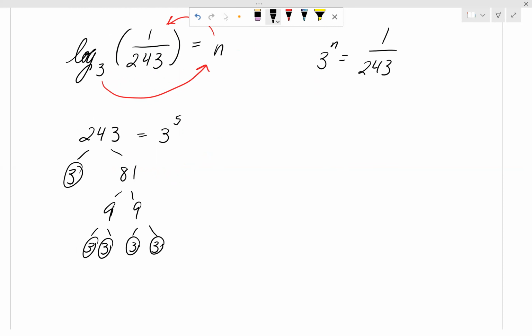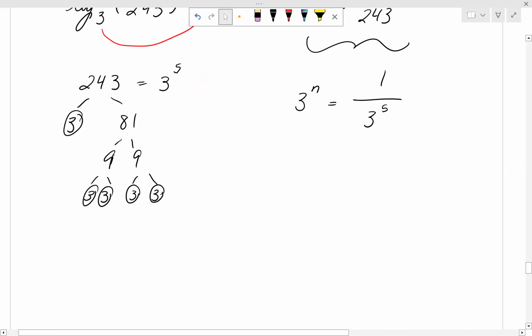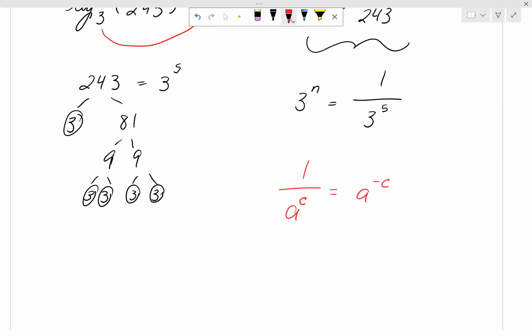All right. So I'm going to rewrite my expression over here as 3 to the n is equal to 1 over 3 to the 5. All righty. Now I'm going to need to remember a fact about exponentials that if I have 1 over a to the c, this is going to be equal to a to the negative c. I can move my term a to the c to the numerator by making my exponent negative. And vice versa. If I had a to the c that I was starting off with, I could move that to the denominator and have a to the negative c.